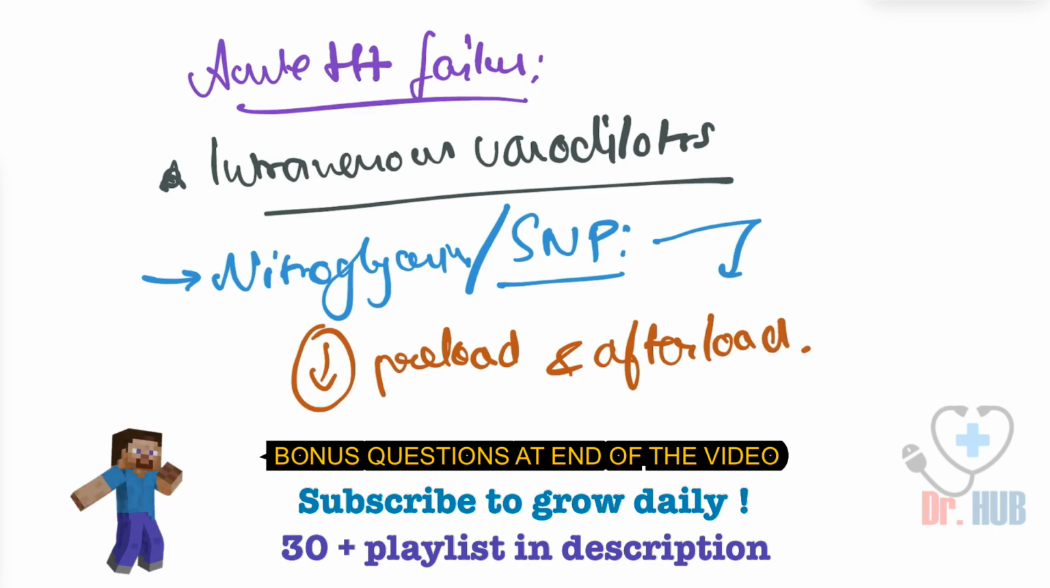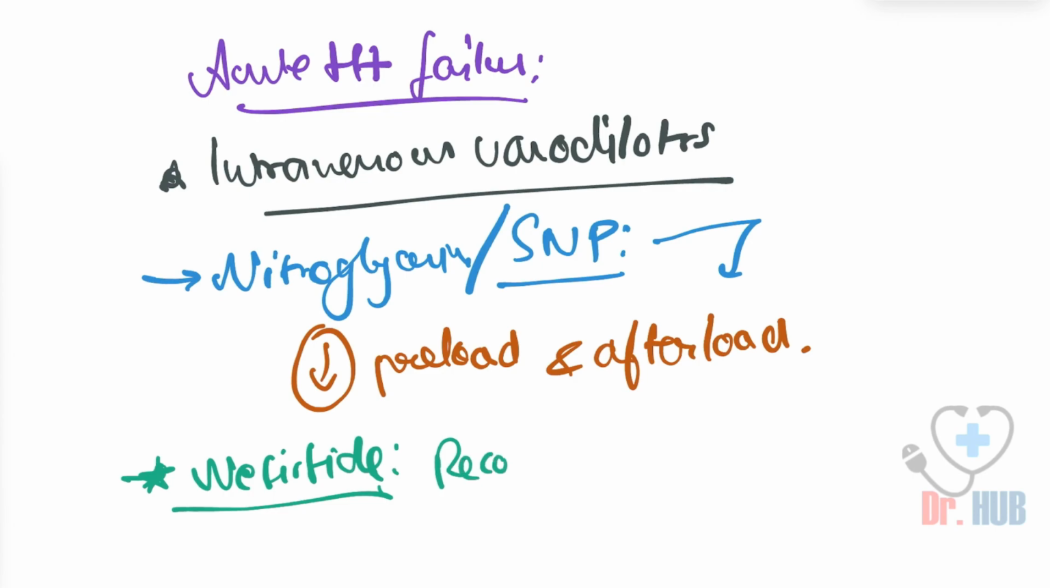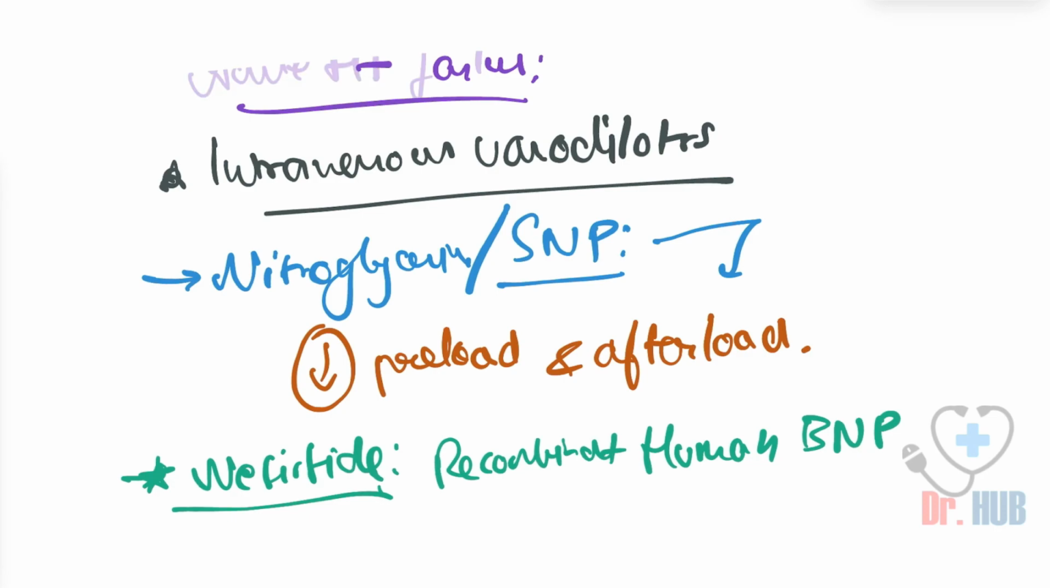Then there is something known as nesiritide. Nesiritide is nothing but a recombinant human BNP. So this category is done. Next we move on to the IV, that is intravenous, positive inotropes.